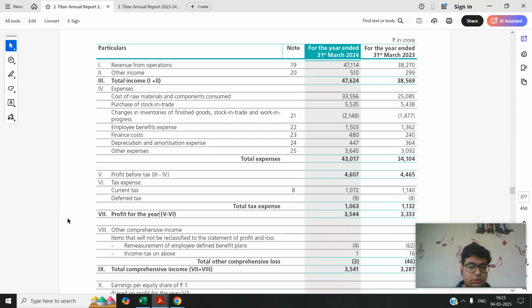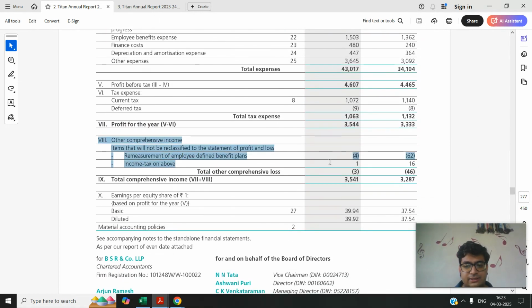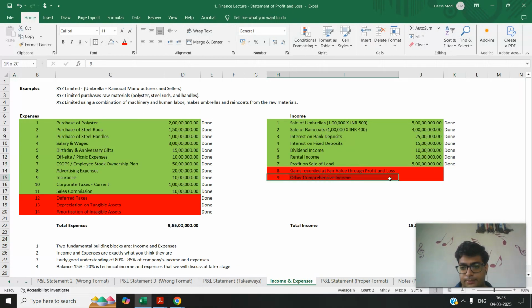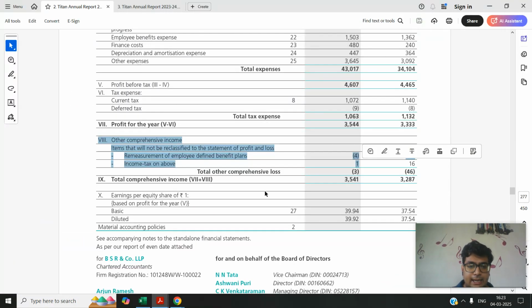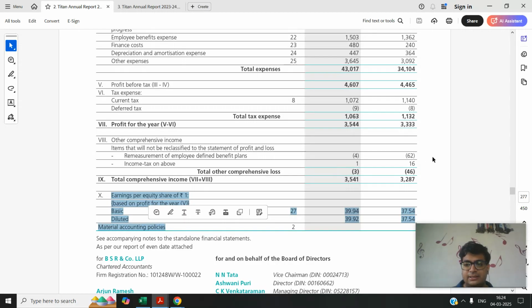Now if you scroll down below, there is something known as other comprehensive income. As we discussed, this is something which is quite technical in nature. We have already written it here, other comprehensive income, and this is something that we will discuss in some future lecture, because this is just an introductory session. So let's not complicate things with technical nature. And yeah, then you have your total income, and that is that. Earnings per equity share, once again something technical in nature, we can discuss it later on.